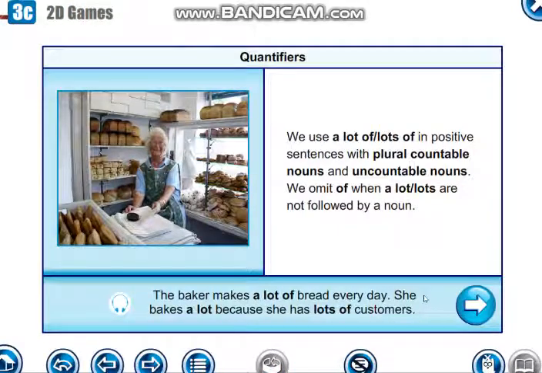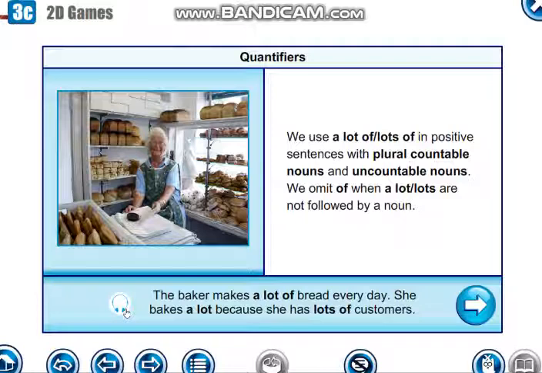Now, today we will revise. We use lots of in positive sentences with plural countable nouns and uncountable nouns. We omit of where lots is not followed by a noun. For example, the baker makes a lot of bread every day. She bakes a lot because she has lots of customers. Okay, we use a lot of with both countable nouns and uncountable nouns.